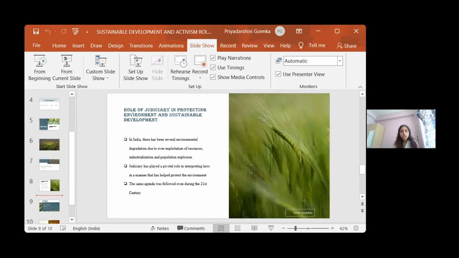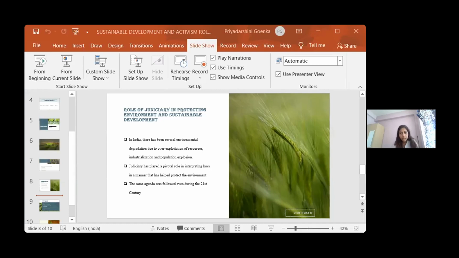Role of the judiciary in order to implement the environment and sustainable development. In India, unlike any other developing country, there has been various degradation, exploitation, depletion, and industrialization. In real times, India has always been at the forefront of taking all the possible steps for the protection and improvement of the environment.